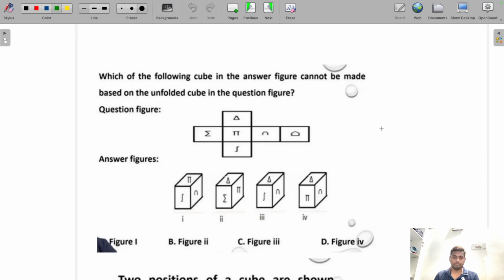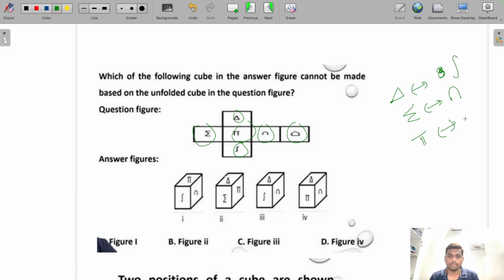Now coming to this question, which of the answer figures cannot be made? Okay, that is fine. Now if you see this triangle, what is opposite? You need to leave one, so this will be the opposite. Now for sigma, this will be the opposite. Now for pi, this will be the opposite. Now for which of the following cannot be made, you should get all these three from three rows. If you get them from 3, then only that is possible. If not, it cannot be made.